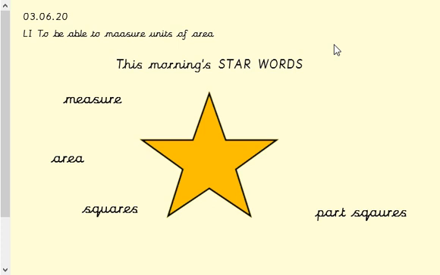Okay, our learning intention for this morning is to be able to measure units of area again. Star words this morning: measure, area, squares, part squares, and we'll talk about that in a moment because that's really important this morning. And also, I haven't put it on there, but tiles will be important as well.